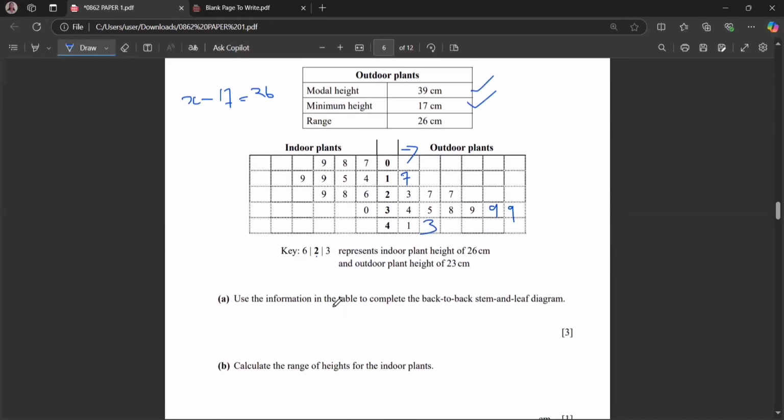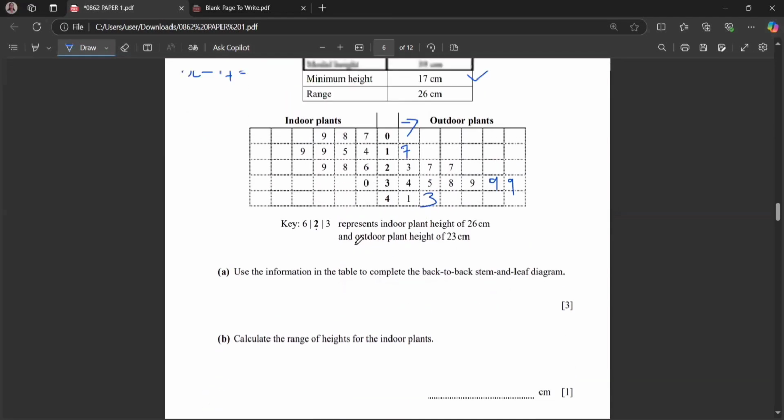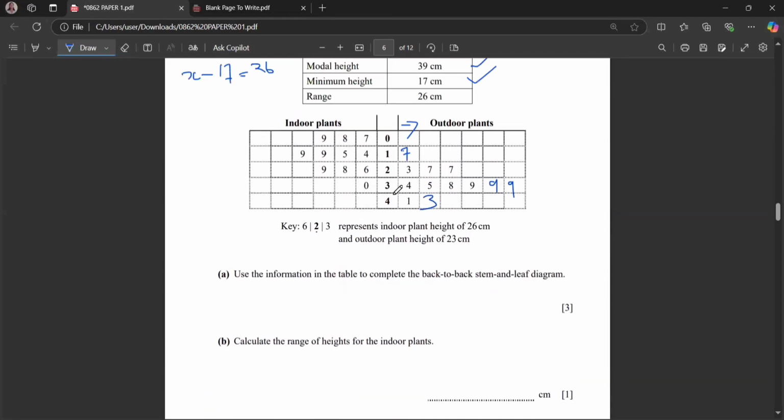So using the information we have filled in the back-to-back stem and leaf diagram, calculate the range of heights for the indoor plants. So like I said, highest minus lowest. So here highest is 30 minus lowest is 7. So 23 is the answer.